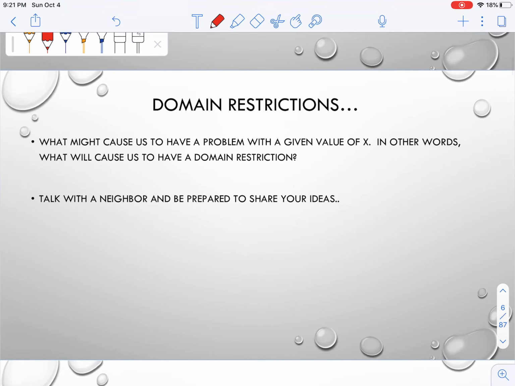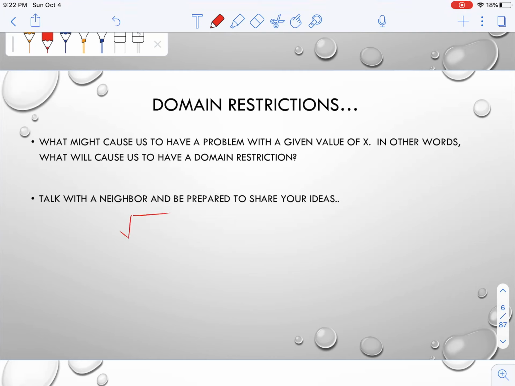So domain restrictions, all right, we need to think about what things might cause us to have something that's not allowable, something that we're not mathematically allowed to do, or it's going to cause some kind of a problem. So typically I have you guys talk with one another at your table groups and figure out what things might cause problems. But since we're doing this in a video, let's talk about a few things.